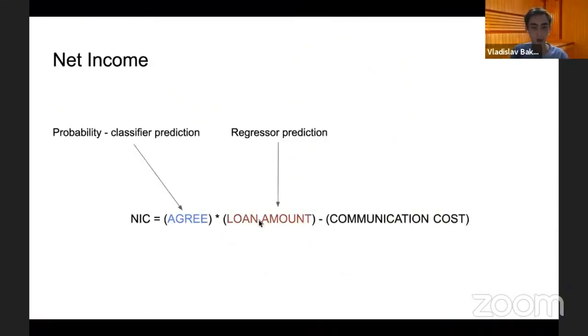targets. This is the probability of agreement, and the second regressor regresses the amount of loan or credit given to this person. We train this classifier on the whole data that was given, but the regressor is trained only on data that has agreement equal to 1, because we don't want to take zeros into consideration. I hope that this answers your question.